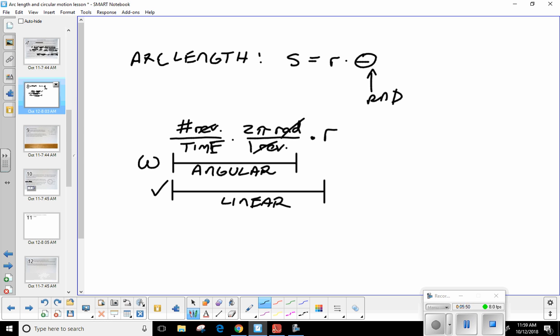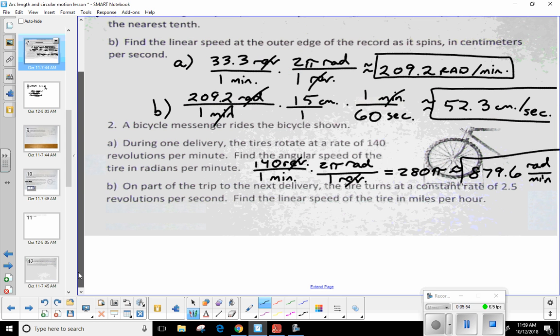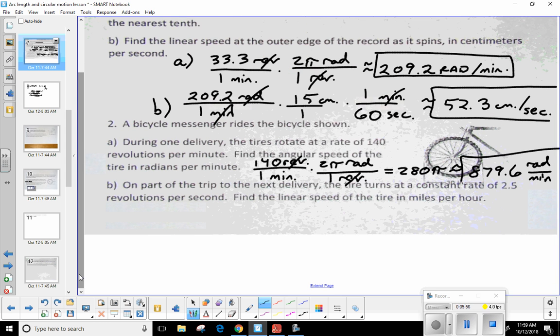Okay. So I think, help me remember. Did we get 2a done? We finished 1, but we did not get to 2.